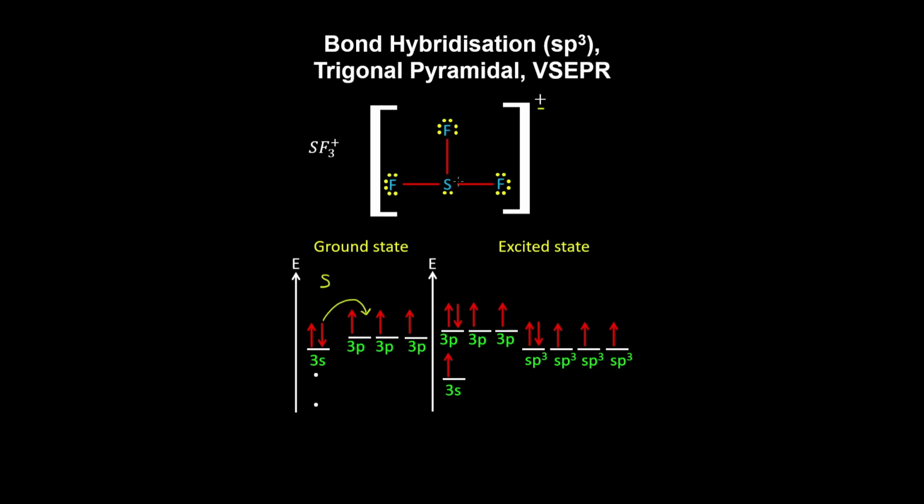And given that we have 3 sigma bonds and 1 lone pair, we'll hybridize one s orbital and 3 p orbitals to obtain 4 sp3 hybridized orbitals at the same energy level, where one orbital takes a lone pair and 3 orbitals are used to form those sigma bonds. So the resulting orbital behaves 25% like an s orbital.